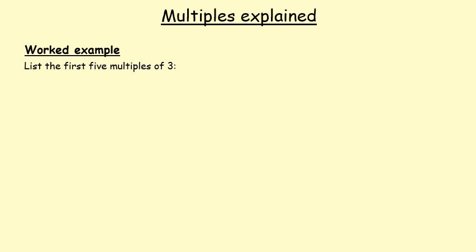Okay, the next example we're going to go through is how we find multiples. So in our key definitions, we said multiples were just times tables. So if we want to list the first 5 multiples of 3, we're just going to go through our 3 times table. So 1 times 3 is 3, 2 times 3 is 6, 3 times 3 is 9, 4 times 3 is 12, and 5 times 3 is 15. It's very, very simple.